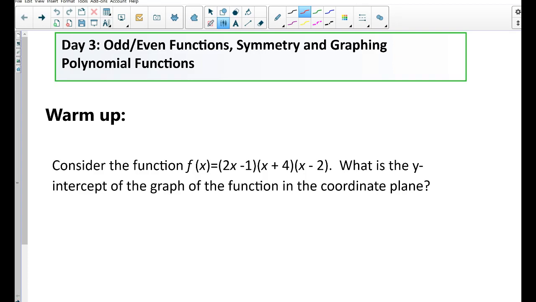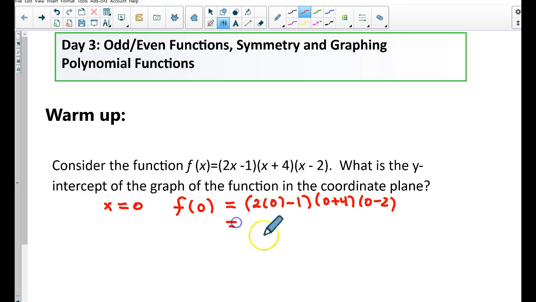For the warm-up, they want you to find the y-intercept. The y-intercept occurs when x is equal to 0. So to determine it, you're going to substitute 0 in wherever you see an x. So that would be -1 times 4 times -2, which is +8. I hope you got that.